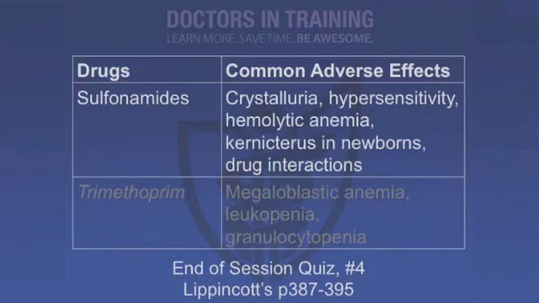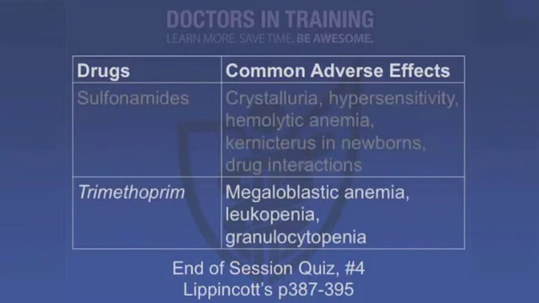Next one is sulfonamides. Sulfonamides can commonly cause crystalluria. They can cause hypersensitivity. Lots of patients are allergic to sulfa drugs. You can get hemolytic anemia. You can get kernicterus in newborns. You can also have a lot of drug interactions. And then trimethoprim will possibly cause megaloblastic anemia, leukopenia, and granulocytopenia.